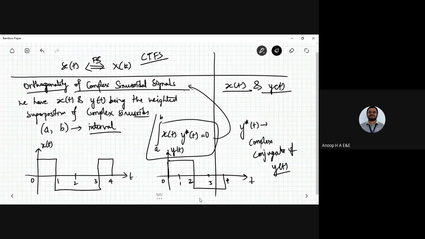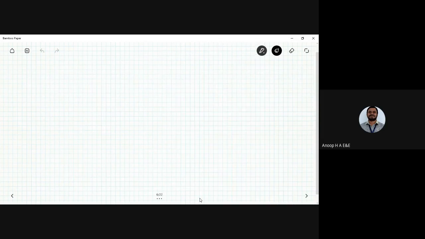Okay, so y star of t is nothing but the complex conjugate of y of t. I'm taking this as an example to prove the orthogonality of the complex sinusoidal signals. Okay, so let us proceed here. Let us check over the interval whether it is orthogonal or not.